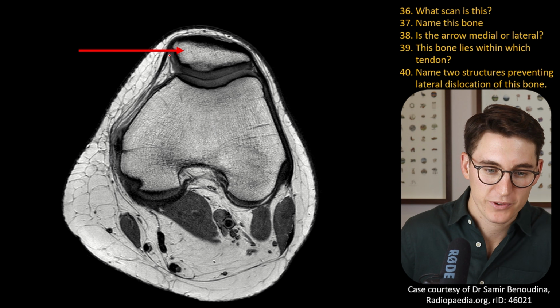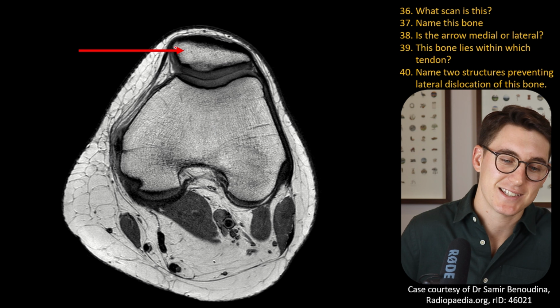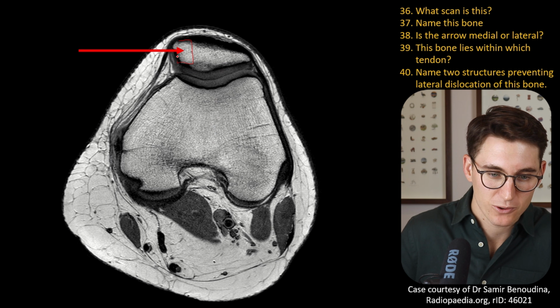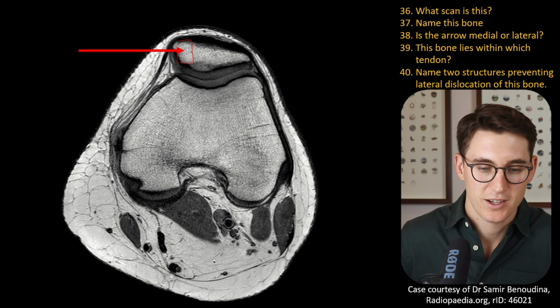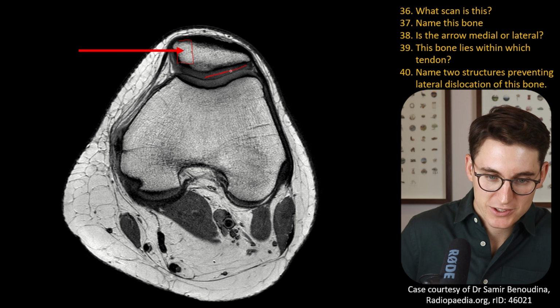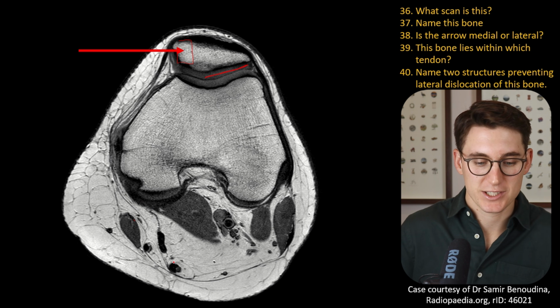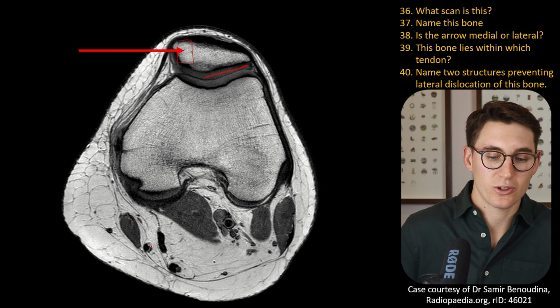Name this bone. Hopefully, most of you will know what this bone is. This is the patella bone. And we're asked if this arrowhead here is medial or lateral on the patella bone. Now, a good way to know this is our longest facet is lateral. Again, our sartorius, our gracilis, and our semitendinosus also lie medially.